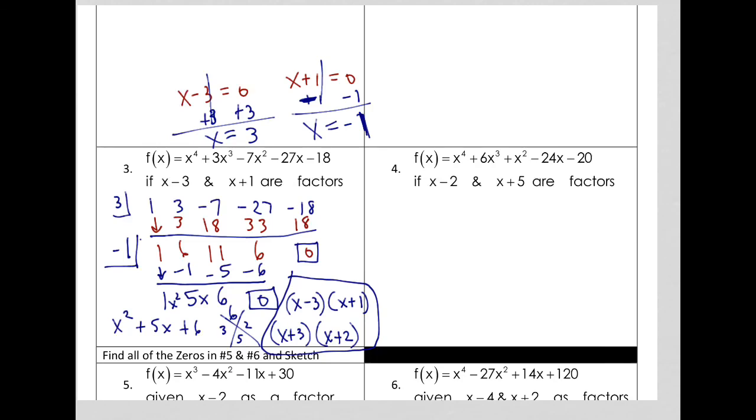All right, that's everything you need to know how to do in order to solve the rest of these. All right, so I wanted to add the short video so you know how to do these. All right, let me know if you have any questions.